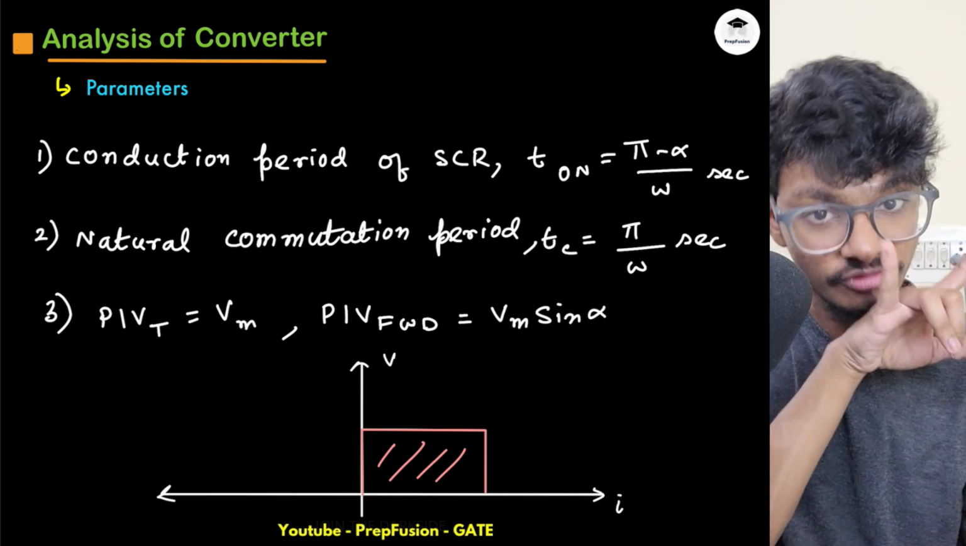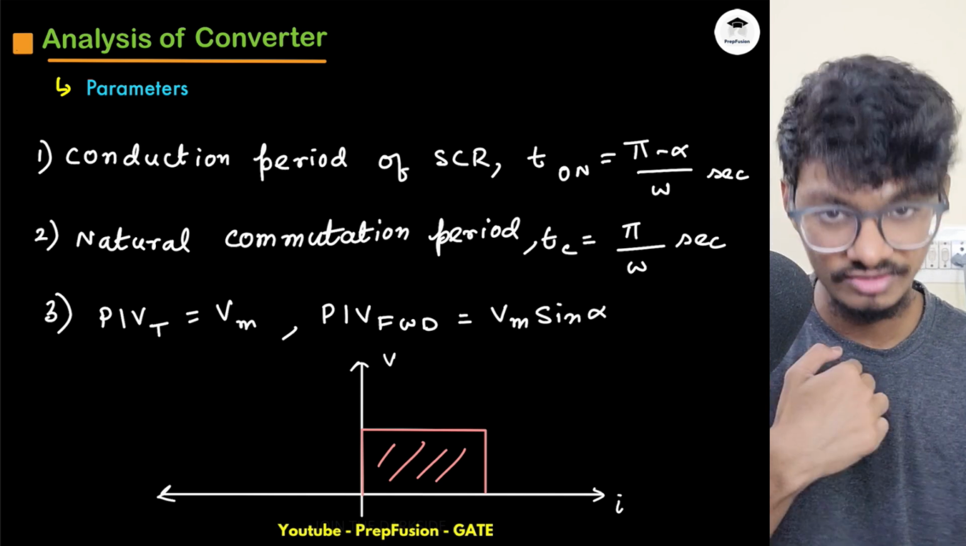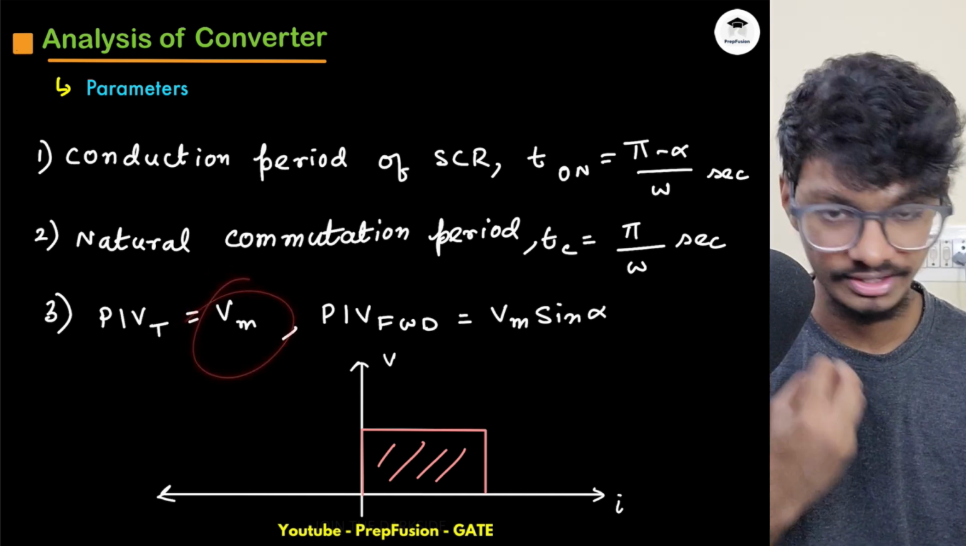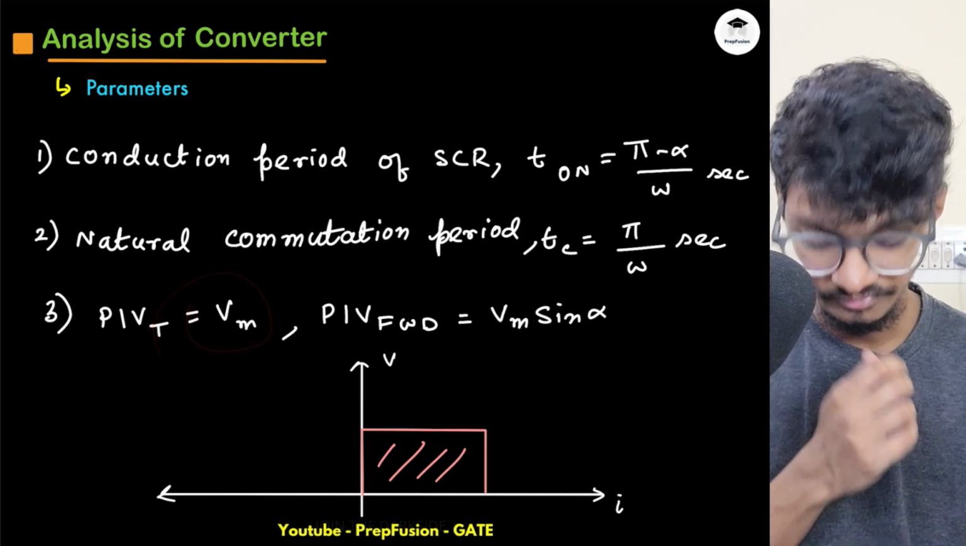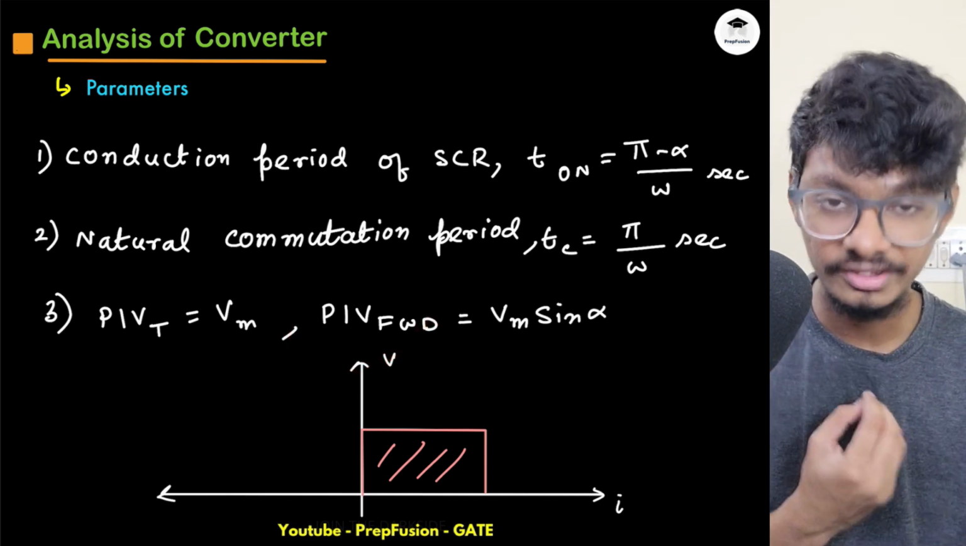From pi plus to 2 pi, the SCR is always off. So SCR in the reverse direction, it will be Vm. Okay, it will always get Vm voltage. It doesn't matter, right? So it will always come across Vm voltage. And the peak inverse voltage for the freewheeling diode will be what?